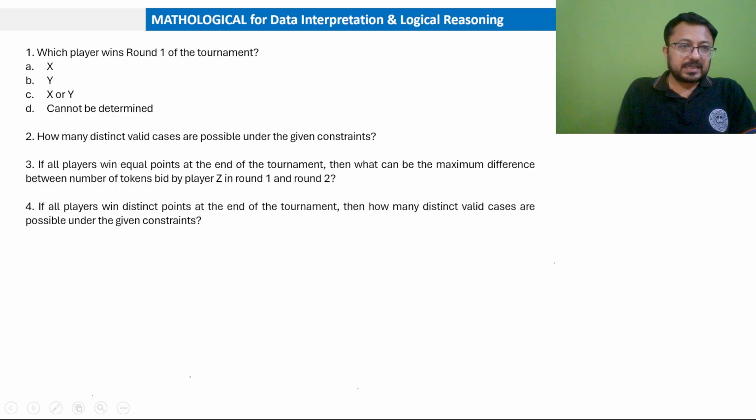तो हमारा first question क्या था? Which player won round 1 of the tournament? So answer is X has won round 1. Option A is the answer. Clear? Second question was, how many distinct valid cases are possible under the given constraints?